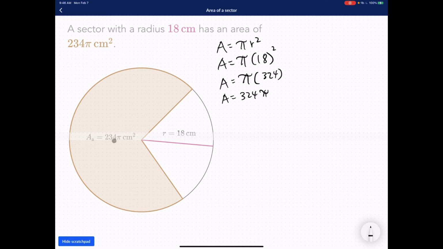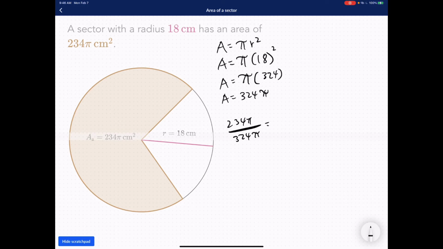So this is 324 pi in terms of the area, and then this colored section is 234 pi, which is the part, and the whole is 324 pi. So we want to know what part to the whole it is in terms of fractions. So we're gonna get 234, which is the area of the sector, over 324, which is the whole.